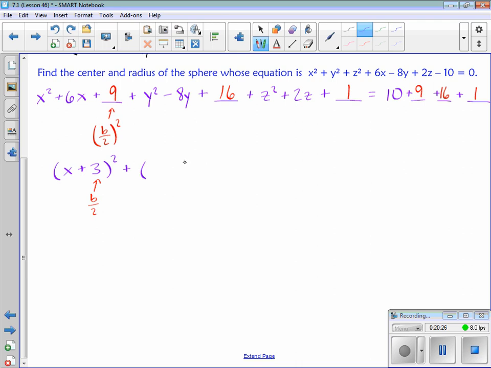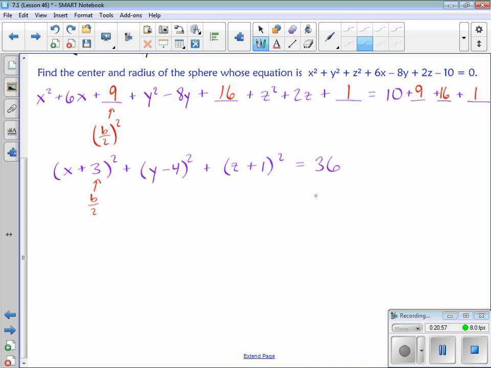Now the y, if I do b over 2, what do I get? Negative 4. So just be careful you have the positives and negatives correct. And then the z is going to be plus 1. Good. And then equals 10, 9, 16, and 1 gives me 36. So if it asked for the equation, we would be done now, wouldn't we? What does it ask for?